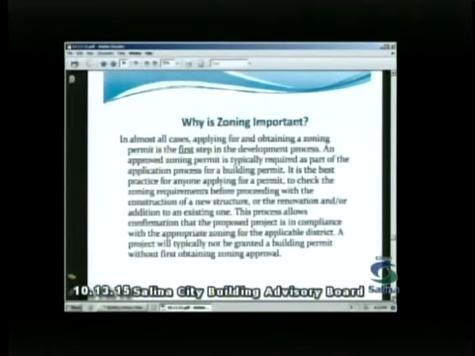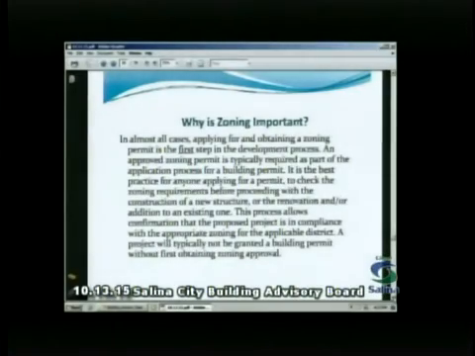applying for and obtaining the zoning permit is the very first step in the development process. An approved zoning permit is typically required as part of the application process for a building permit. It is best practice for anyone applying for a permit to check the zoning requirements before proceeding with the construction of a new structure. It is not wise to build a structure and find out you're in violation of zoning. That can be a very, very expensive endeavor if someone dares to do that.